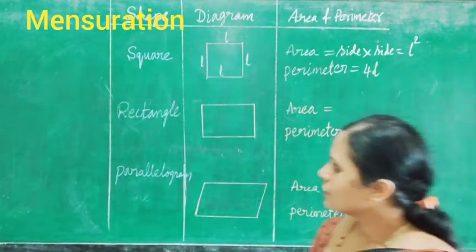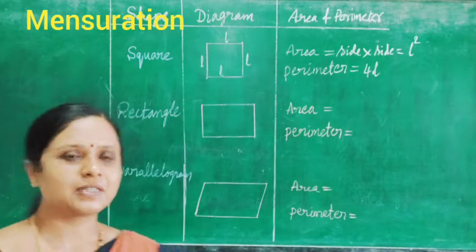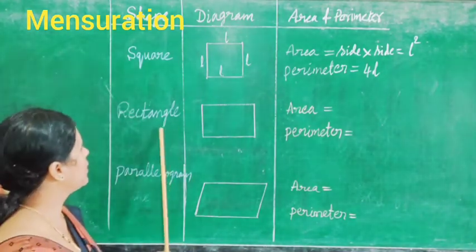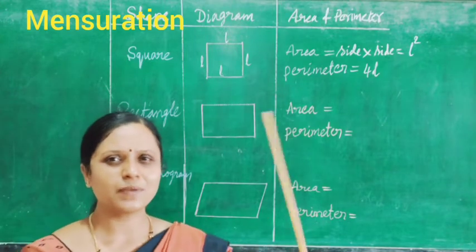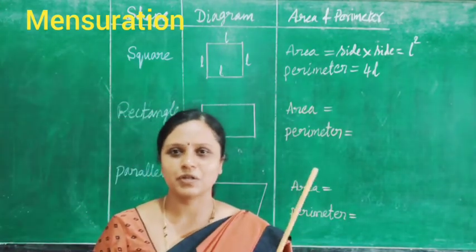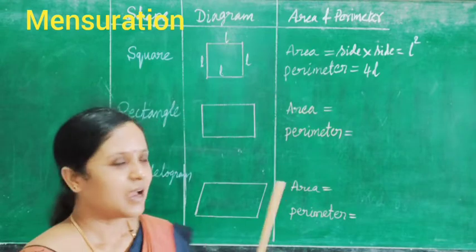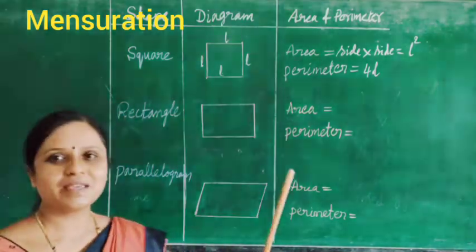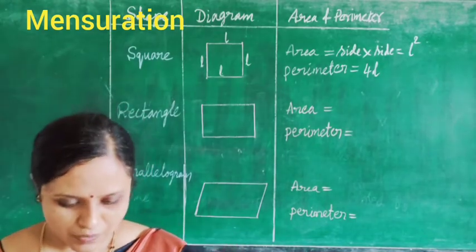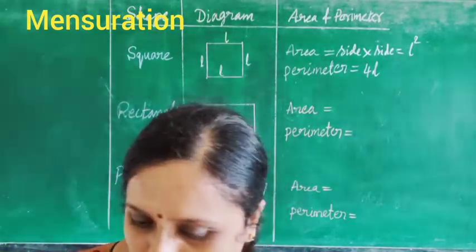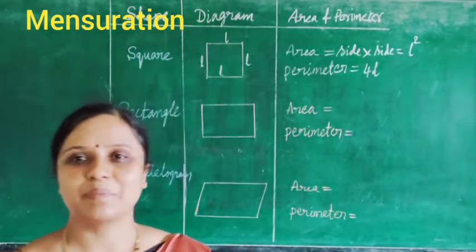Students, similarly you can see the next shape, that is the rectangle. So in our classroom also, so many objects come under a square shape, rectangle shape. Our blackboard itself is also a rectangle shape. Our door is also a rectangle shape. Our book is also in a rectangular shape.